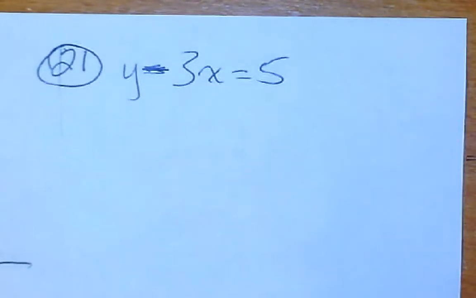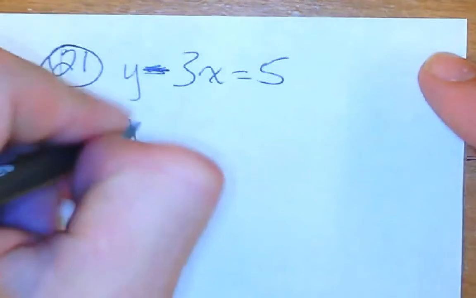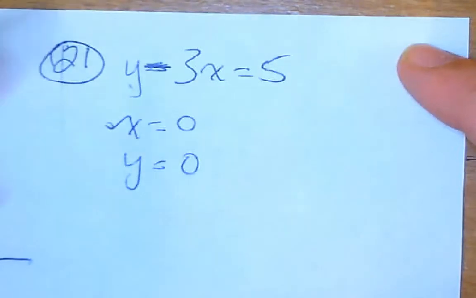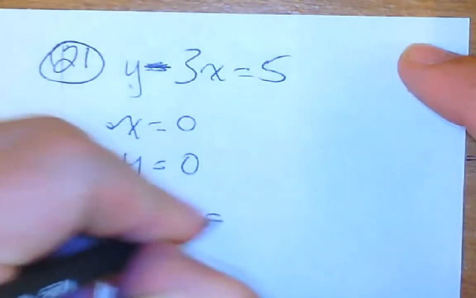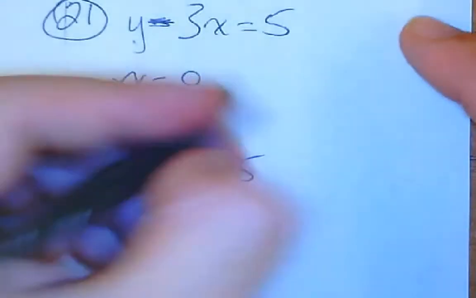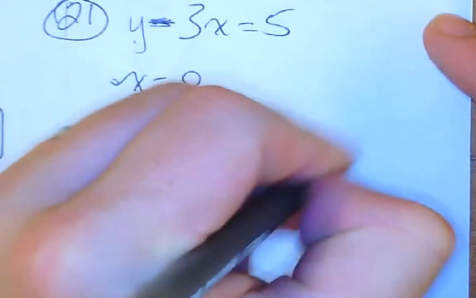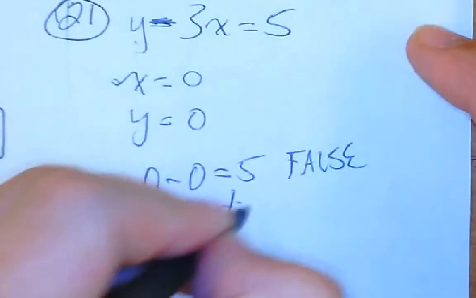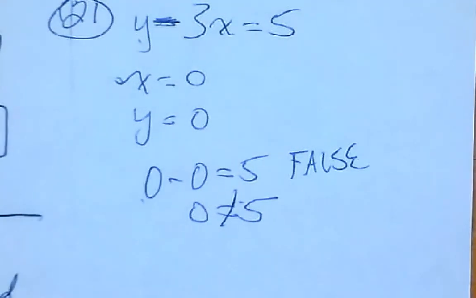To find direct variation, all you got to do is put x and y to 0 at the same time. In the last example, it was just x is 0 or y is 0. So here both are 0 at the same time. We have 0 minus 0 equals 5. And this is false because 0 does not equal 5.